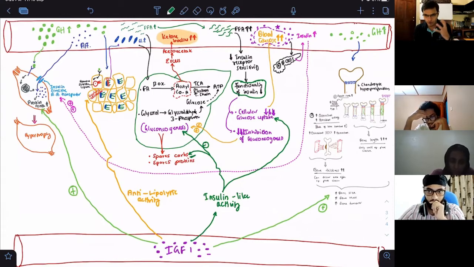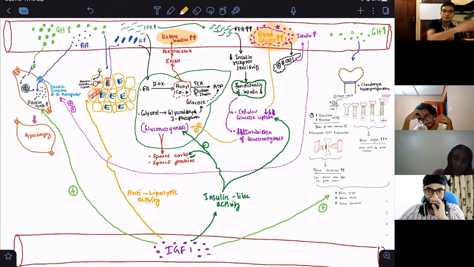Growth hormone first comes, and it makes a nice blood glucose store in the blood. It increases glucose in the blood. Then what happens? Then IGF comes. IGF takes all this glucose from the blood and gives it to the tissues. Why is this important? Look at this, guys.